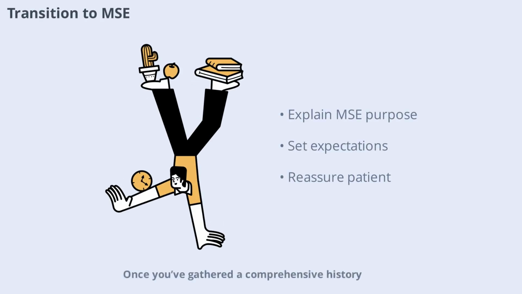Once you've gathered a comprehensive history, it's time to transition to the mental status examination. Explain to the patient what the MSE involves and why it's important. Reassure them that this is a routine part of the assessment and that there are no right or wrong answers. Setting clear expectations helps reduce anxiety and encourages cooperation during the examination.